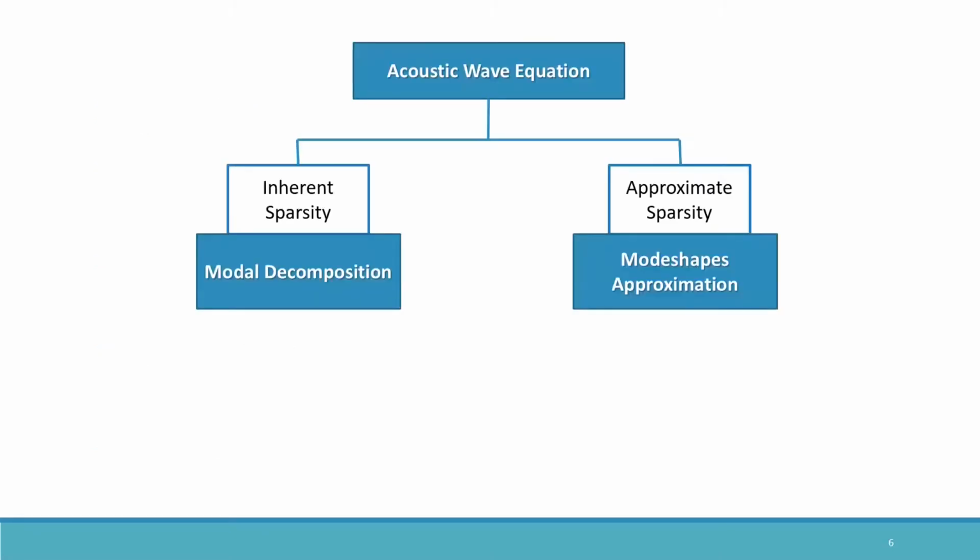There are two types of sparsities that we would like to tackle in this case. The first one is an inherent sparsity that exists within the wave solution of room acoustics. And the second one is a sparsity property that involves an approximation theorem.